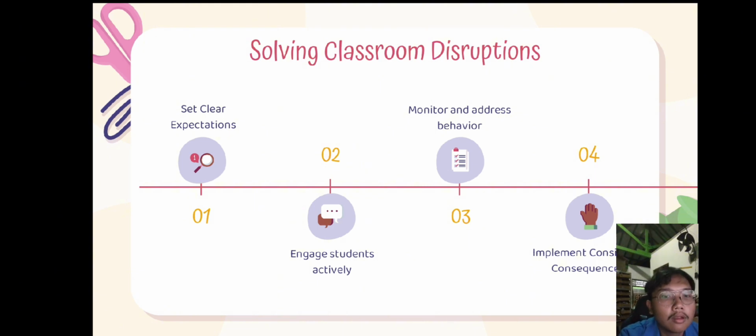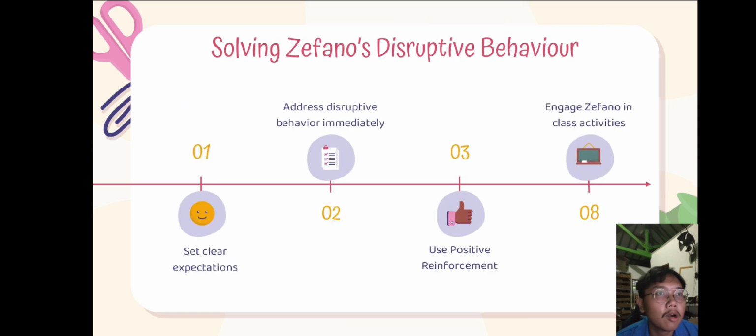And the second problem is solving Stefano's disruptive behavior. It's the same as the last one. Yeah, you have to set clear expectations in the beginning. You have to establish rules, clearly outline the classroom behavior expectations and consequences. Ensure all students understand them. Explain what specific behaviors are unacceptable and what is not.